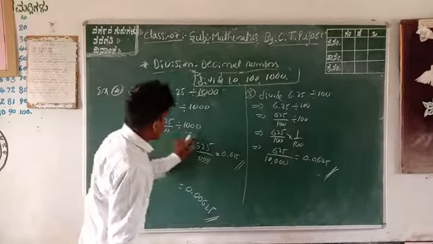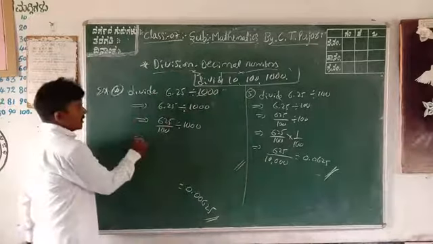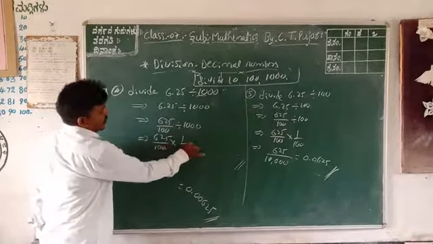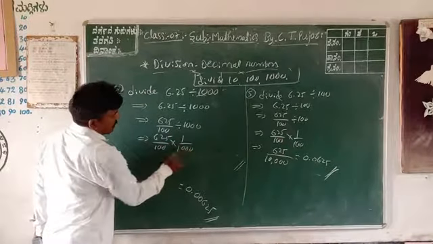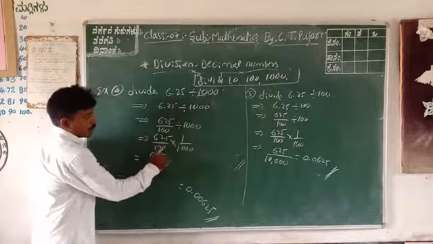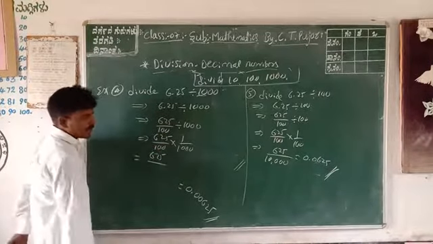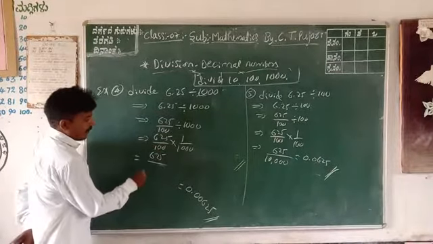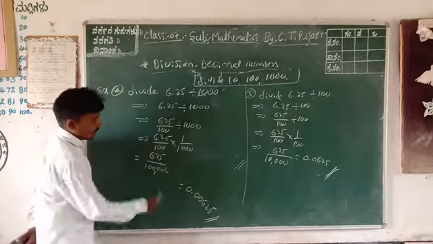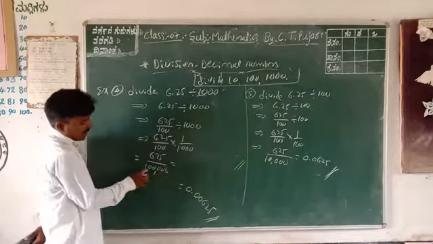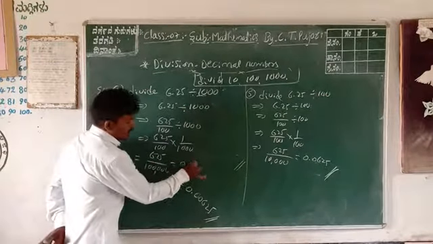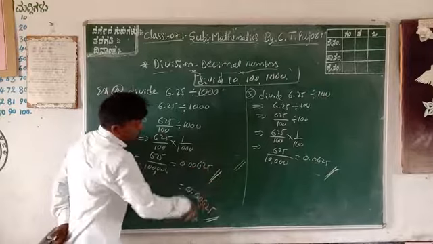Next, simplification. What is simplification? 625 divided by 100 into the reciprocal of 1000. Therefore, 625 divided by 20 and 50. How many zeros are here? 5 zeros: 1, 2, 3, 4, 5. That is 1 lakh. Therefore, 5 digits after the point, but only 3 digits are there. So 0.00625. This is your answer.